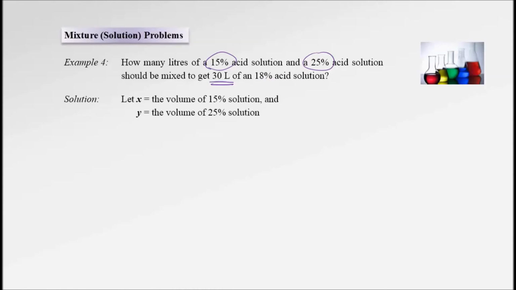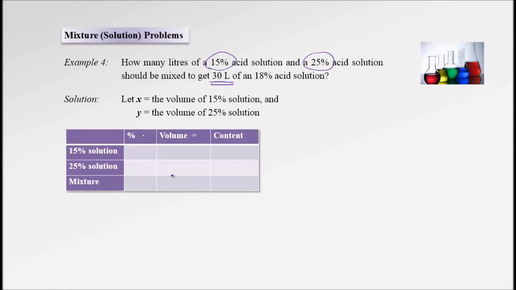So let's introduce the variables. Let x be the volume of 15% solution in liters and y be the volume of 25% solution. We'll try to organize the data in a table like this. Percent times a volume equals the content. The content, that means what is dissolved in water. In this case, it's acid. Percent times a volume equals the amount of acid in the solution.